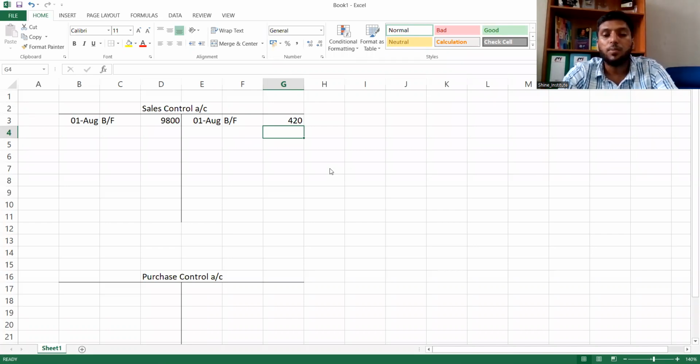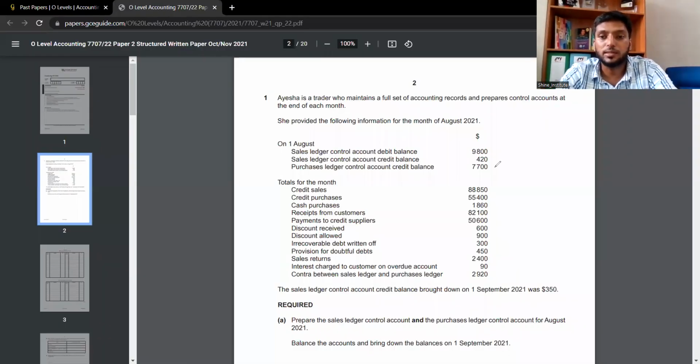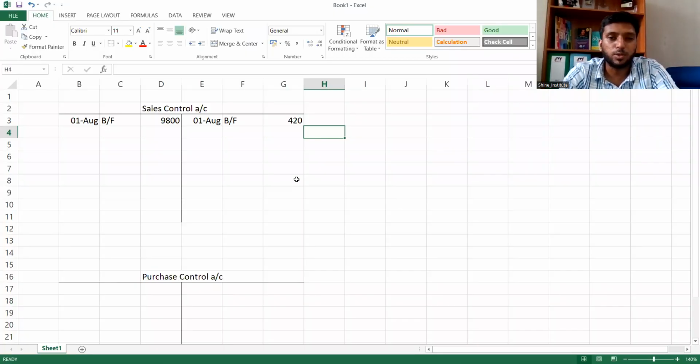What does it say? Purchase ledger control account credit balance is 7,700. So I'm going to record purchase control account also. So you might have a confusion: do we need to do the sum parallelly when we are doing a sales control account and purchase control account? It is not a big hard thing to understand. These are very easy things to get into mind. So it's better you do both parallelly. So you'll save a lot of time on the paper.